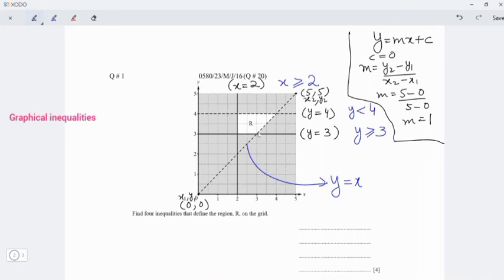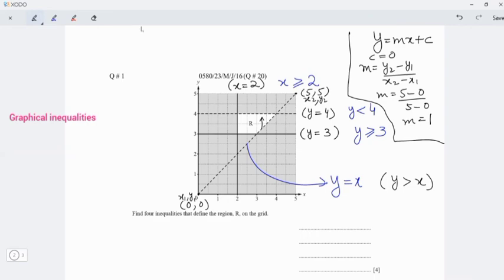So you can see whether the region is above this line. You can take any point on it and draw a vertical line through it, that is, a line parallel to the y-axis. We can simply say the region is above this line. So we can express the answer as y is greater than x. There is no equal to sign because this is a dotted line.